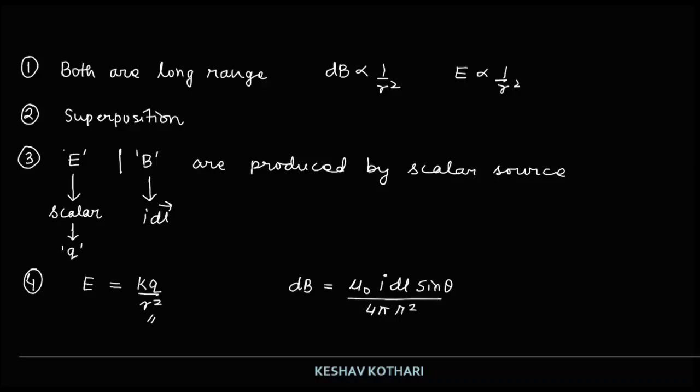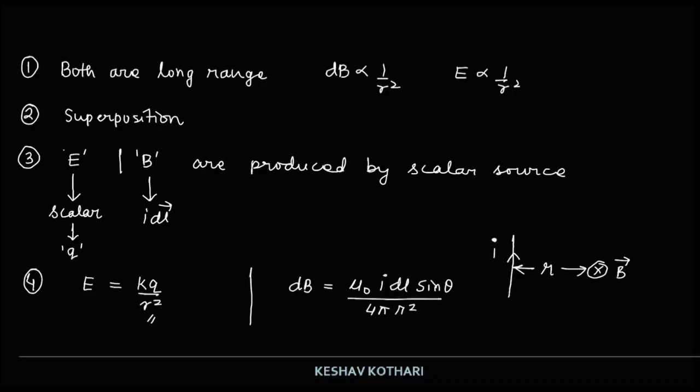So if this is the current carrying wire I, and we are saying at a distance r, the value of magnetic field over here will be directed into the plane of paper in the inward direction. So the direction of magnetic field is in fact perpendicular to r. So this is a point of dissimilarity, or a point of difference between them.